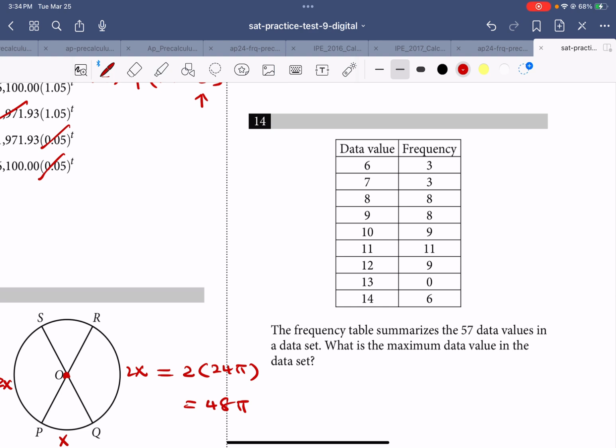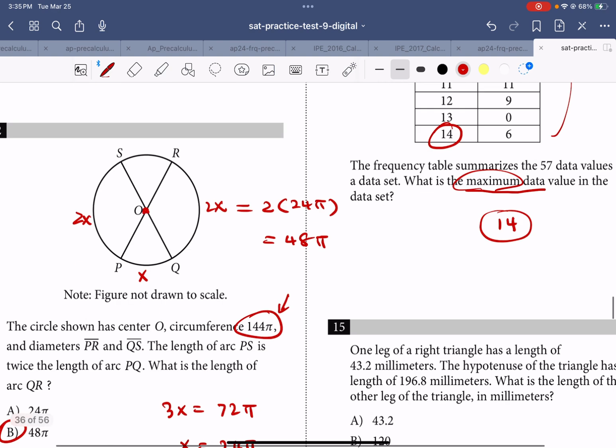14. The frequency table summarizes the 57 data values in this data set, and what is the minimum data value in the data set? They simply ask you, what is the value? I mean, this is the maximum value, sorry. Maximum value. In the data set, what is the maximum? It's right here, right? So they kind of trick you. It doesn't matter how many frequencies you have. Just the maximum value itself is 14. Okay, so number 14, the answer is 14.